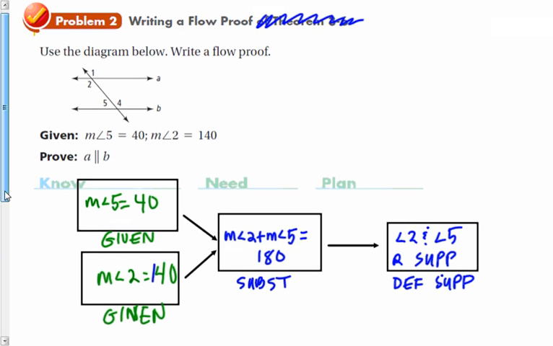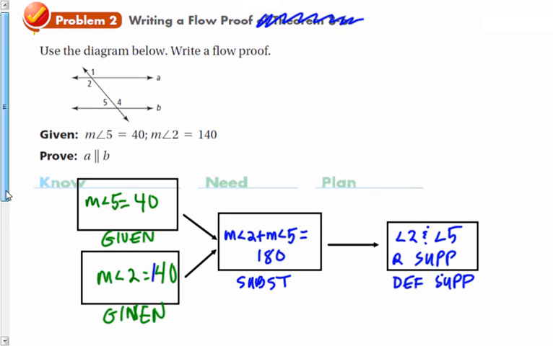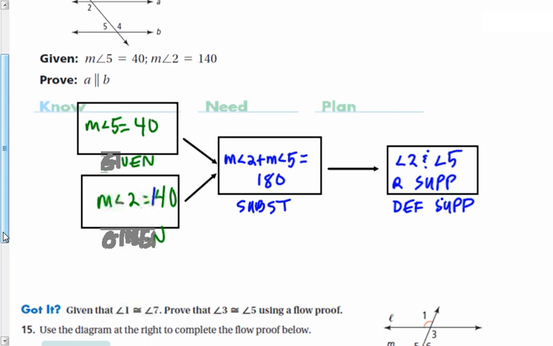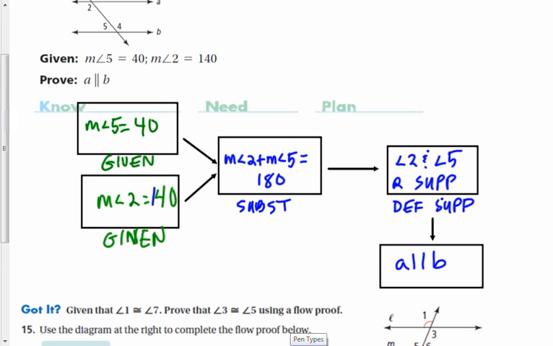And then from that, since angle 2 and angle 5 are supplementary, we can see from the diagram that they're the same side, we can say that the two lines are parallel. I need one more box, one more arrow, and I'm going to say that A is parallel to B, and my reason for that is the converse of the same side interior angles theorem. All right, I'm going to let you try that.